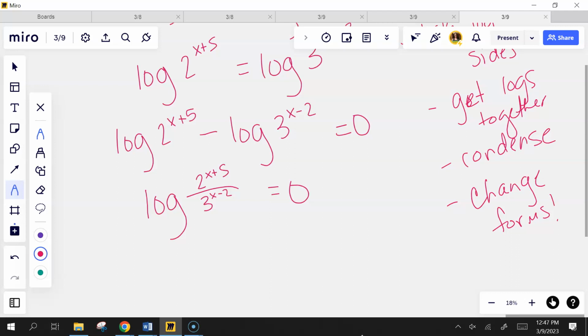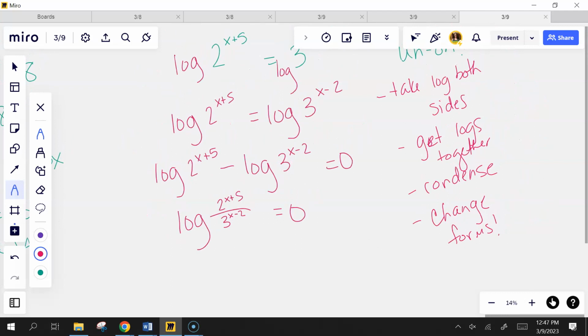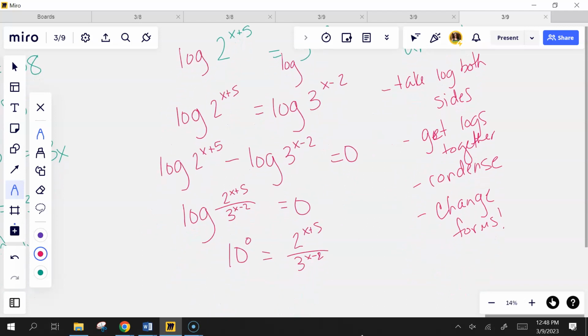Y'all are still looking at me like it's not going to work. Change the form, what happens? What's the base? Hold on. Equals. Oh crap! I messed up. I'm back where I started. No, it's not. Hold on. I have to write it.